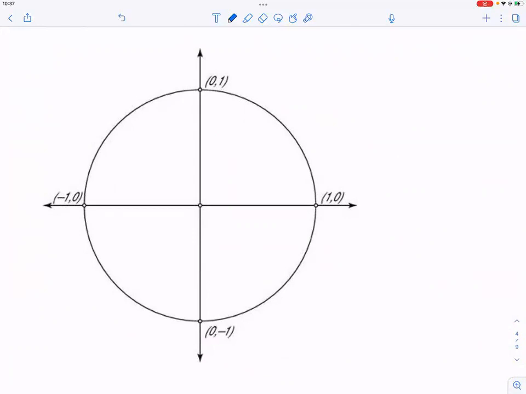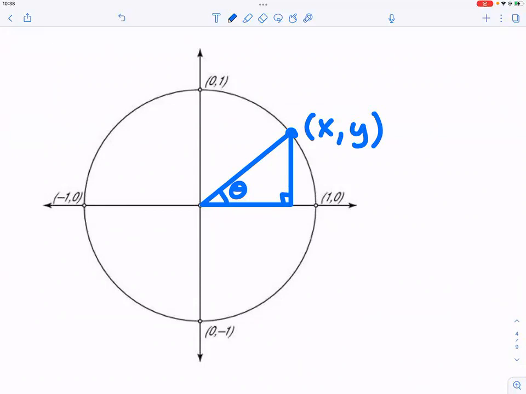Okay, just quickly draw a unit circle. And on this unit circle, I would like you to go ahead and construct a right triangle right here. And let's call this theta. And label this point as x comma y.